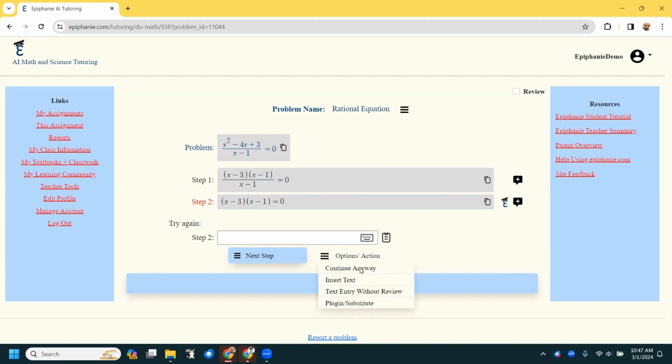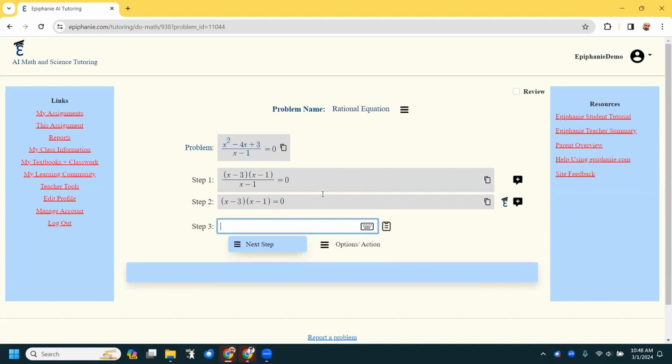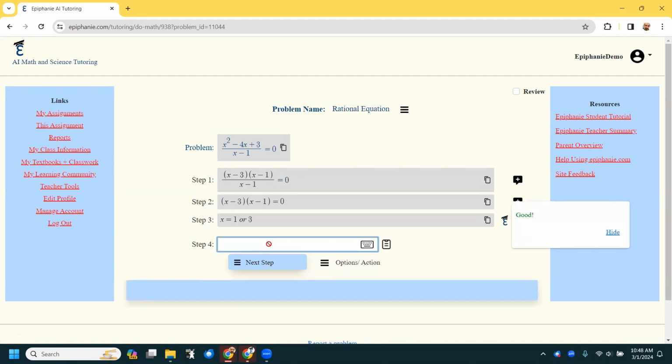Epiphany allows you to keep going if you think it's right, or even if you don't know if it's right, you just want to keep going as it is. So I'm going to continue with this problem. I think I'm doing the right thing. And I'm going to say x equals 1 or 3. It's now going to compare this with the last step and say that's correct.